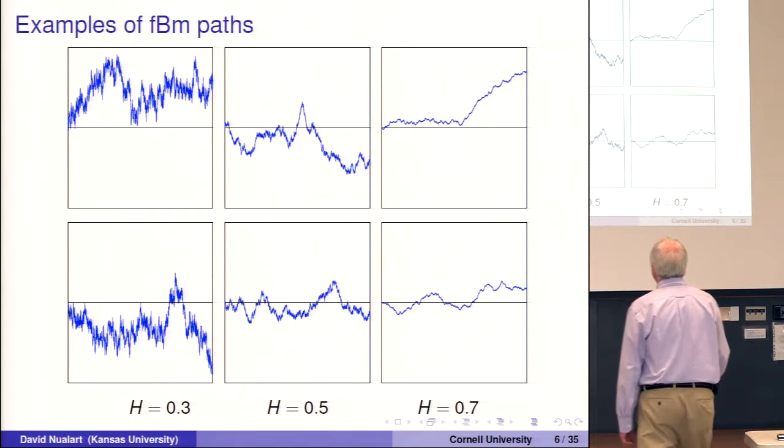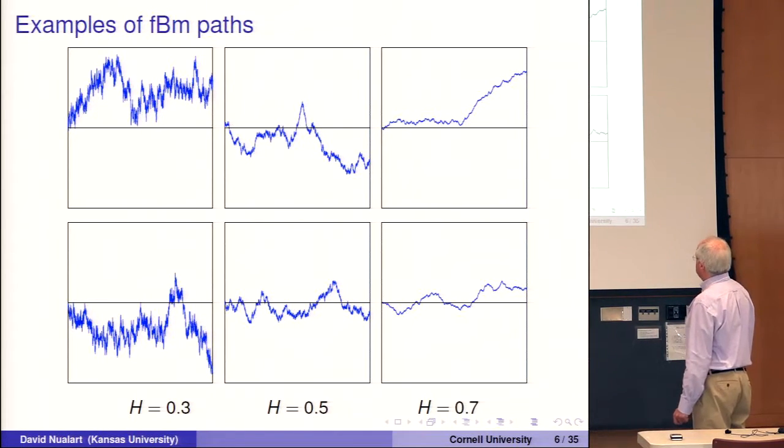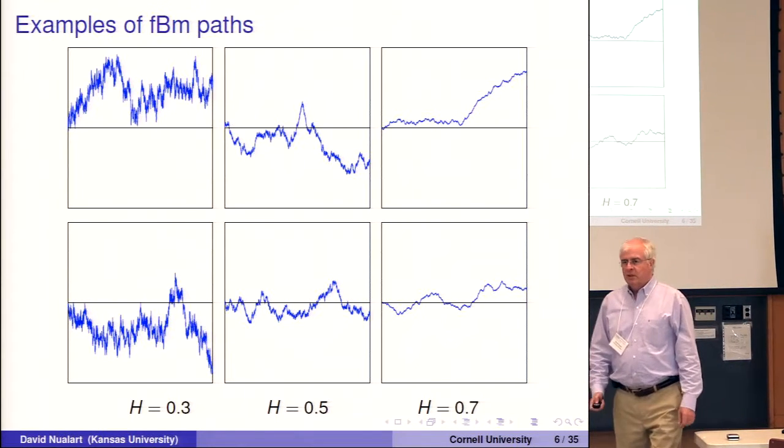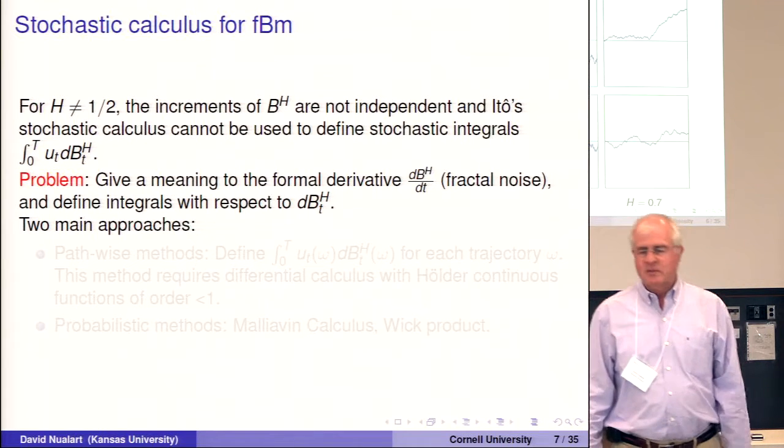So here, for example, you have some examples of trajectories. H equal to 1/2 is Brownian motion, like this. If H is bigger, it's more regular, and you get something like this. And if H is smaller, you have these intermittencies, so there are a lot of ups and downs, and the trajectories are much more irregular. Okay. Trajectories of the Brownian motion.